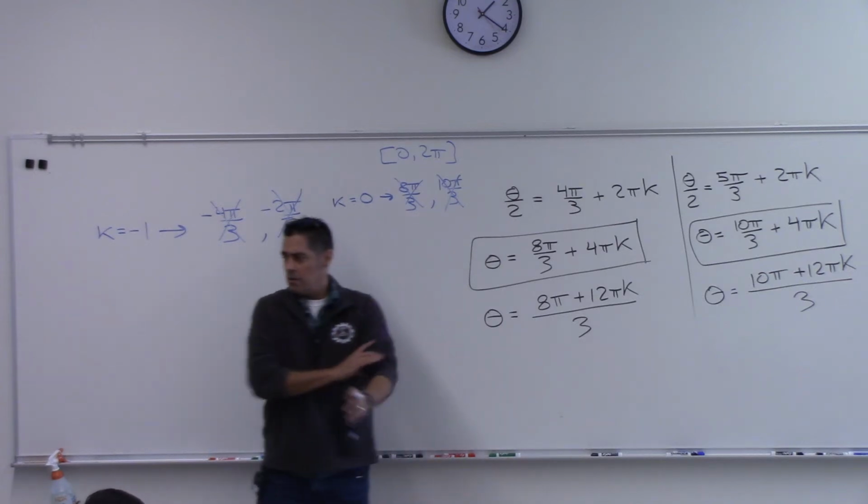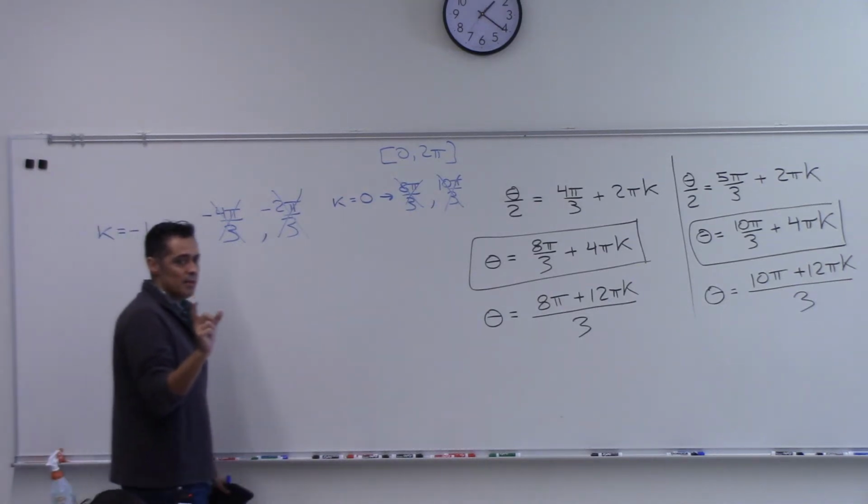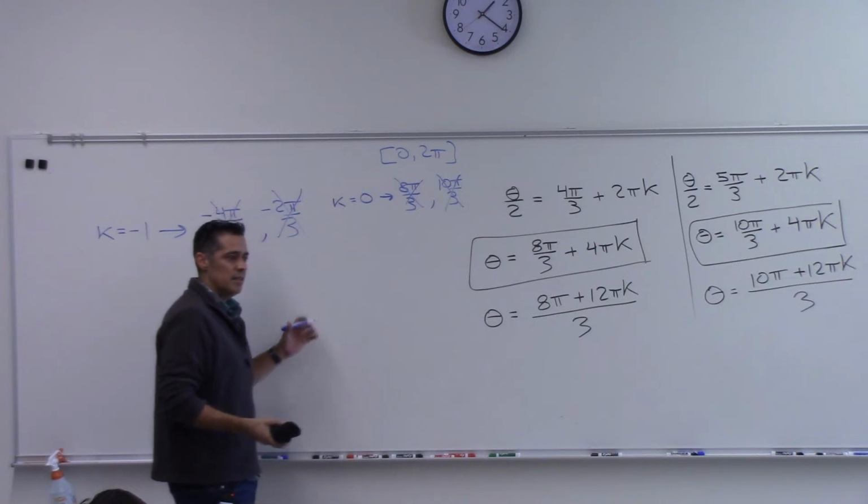Okay? Good question. Now, in the book, they weren't asking for that, right? In the textbook, they said, find the general formula for all solutions. I asked you to also look in between 0 and 2 pi and get me any answers, which in this case, there aren't any.